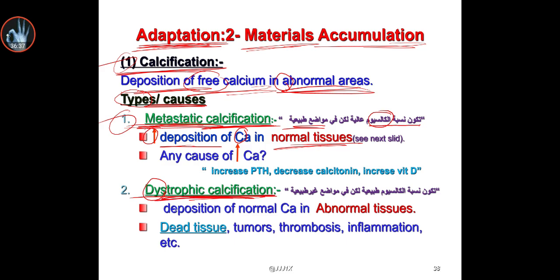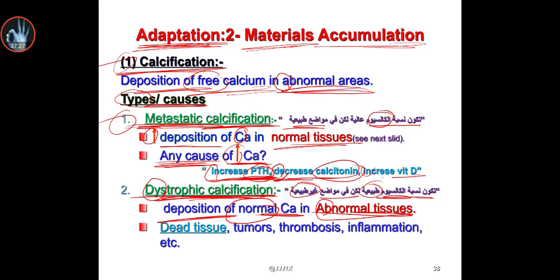Dystrophic calcification is the deposition of a normal percent of calcium in abnormal tissue, for example deposition in the skin, although the skin does not normally have calcium. So the calcium level is normal but the location is abnormal. Metastatic calcification may be caused by anything that increases calcium, such as increased parathyroid hormone, decreased calcitonin, and increased vitamin D. These all lead to increased calcium in the bone and the teeth.